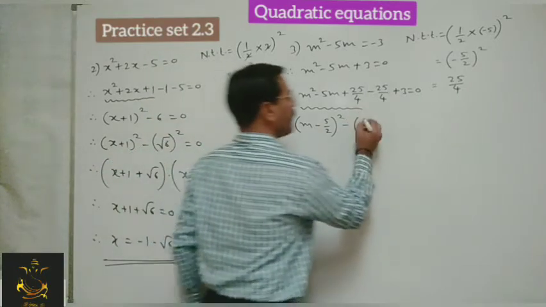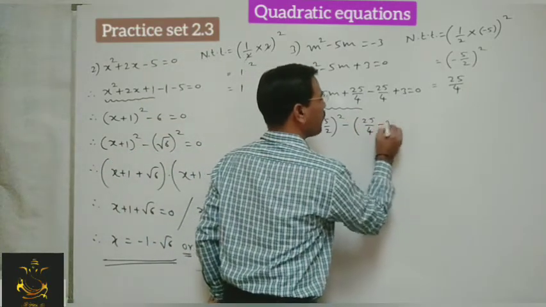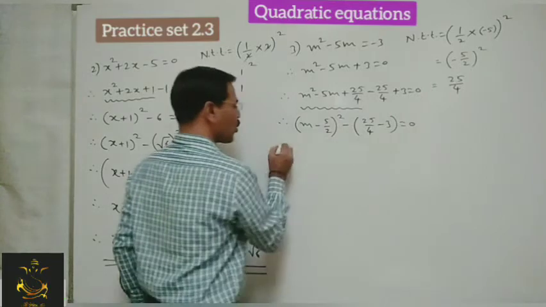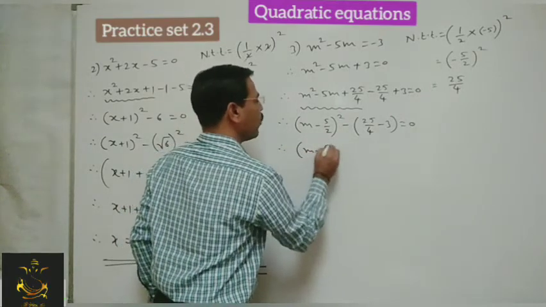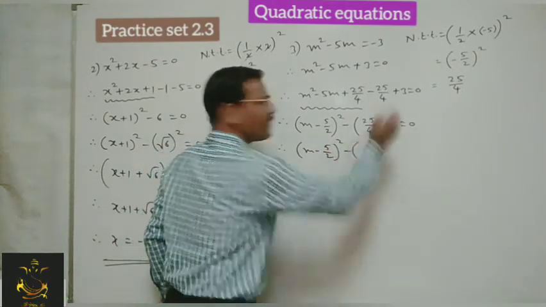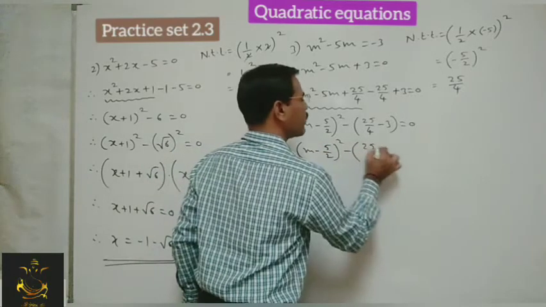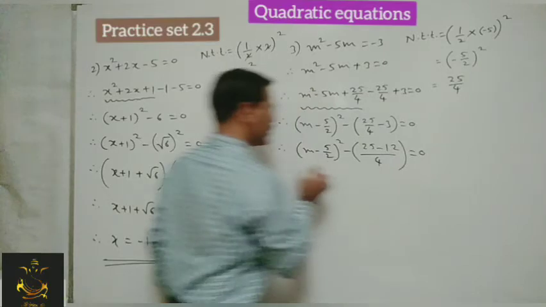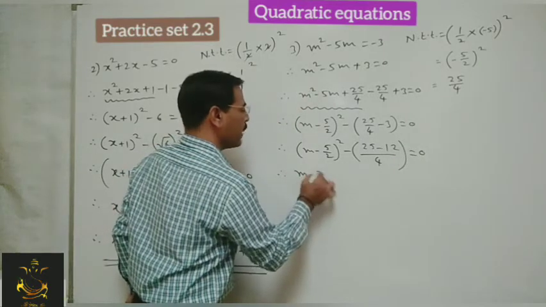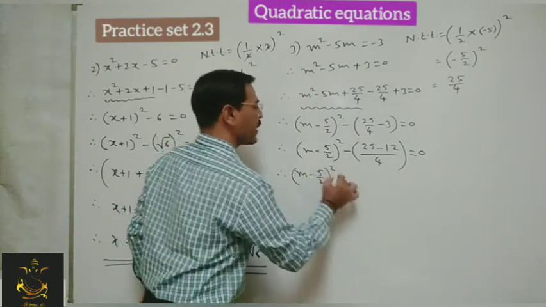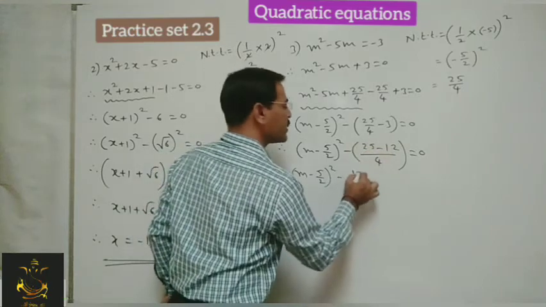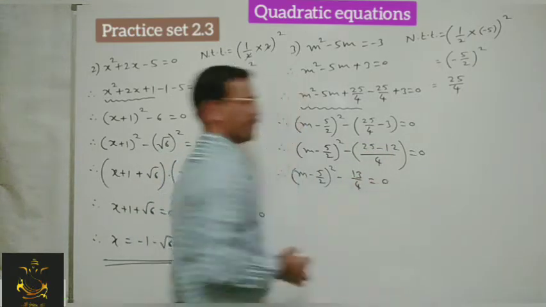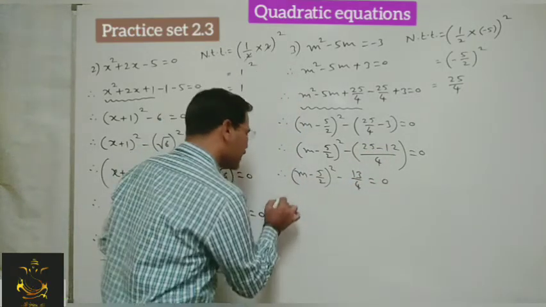See here. After taking common, what will we get here? Minus 3. Now go with cross multiplication. See what we get here. Go with cross. Just look here. It is 25, 4 3s are 12 upon 4 is equal to 0. See, very simple. (m minus 5 by 2) whole square. What will come here now? This is (13 by 4) square. Understand? Now, what is the 13 by 4?